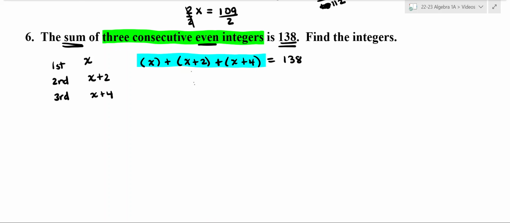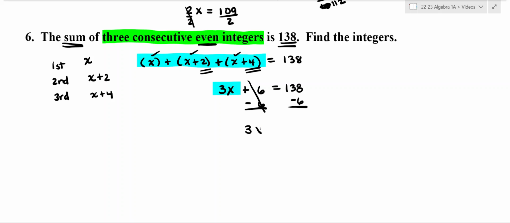All right, so let's collect our like terms. I see 1, 2, 3 of them. And then now look at the constants. I have a plus 2 and a plus 4. So that means 3x plus 6 equals 138. All right, so now focusing on this one, we have to do minus 6. All right, so now we have 3x equals 132.